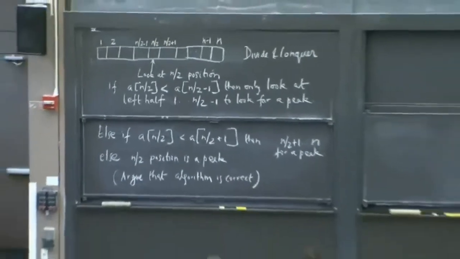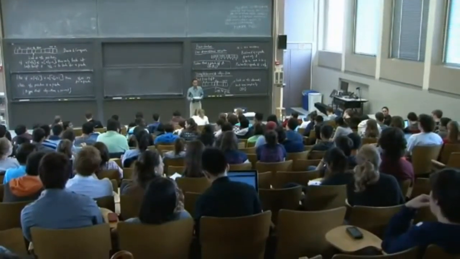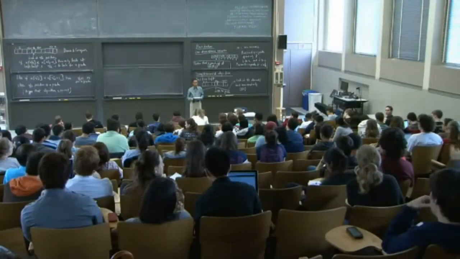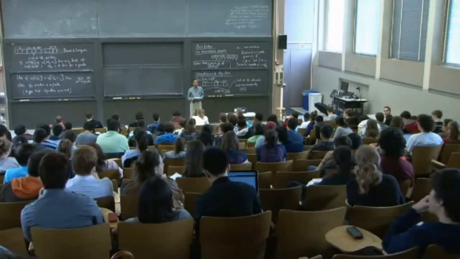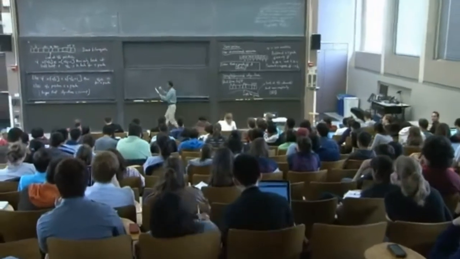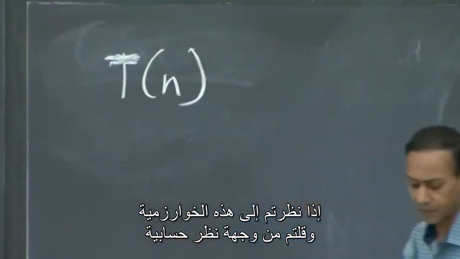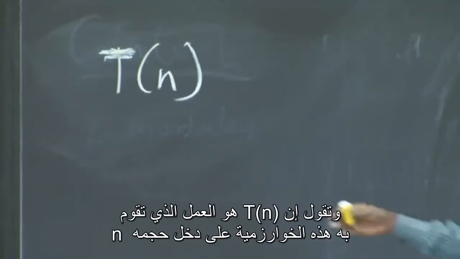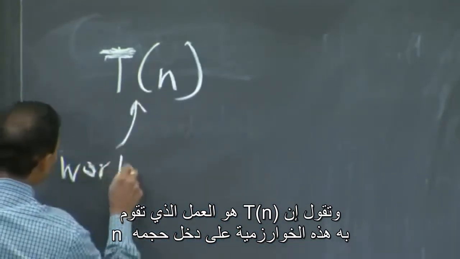So in the worst case scenario, the T of n is going to be some constant amount of time it takes to investigate whether a certain element is a peak, plus T of n over 2. Great, exactly right. If you look at this algorithm, can you write an equation corresponding to the execution of this algorithm? You say T of n is the work that this algorithm does on an input of size n.